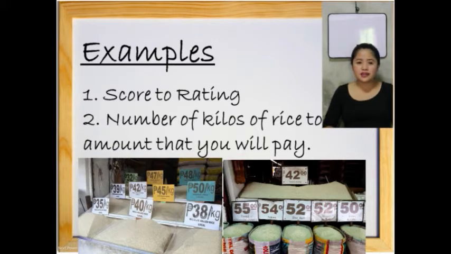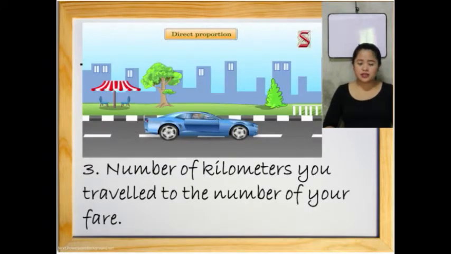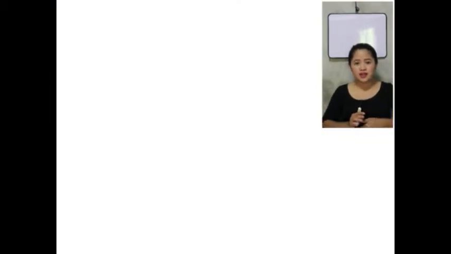The last one is the number of kilometers you traveled to the number of your fare. For example, I traveled from Fatima to Masinag. That will cost 10 pesos. But if I travel from Fatima to Cubao, that will cost 25 pesos.